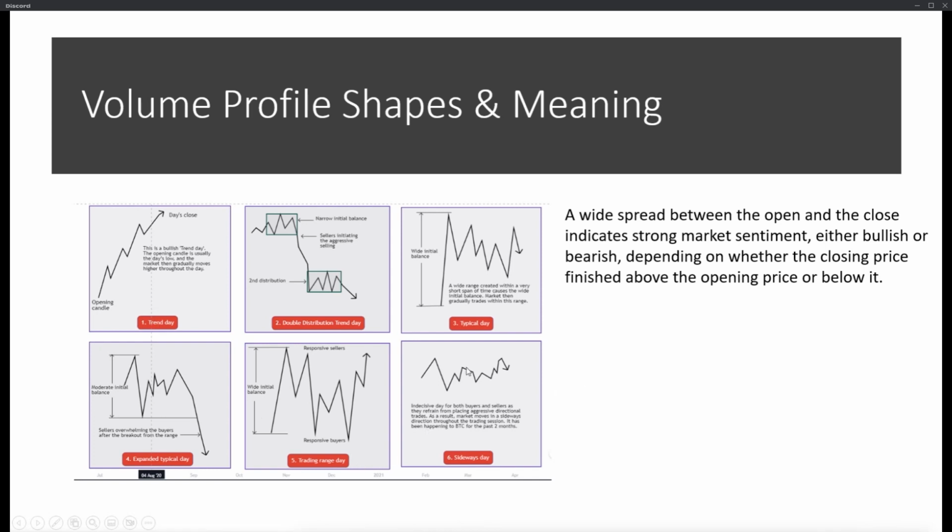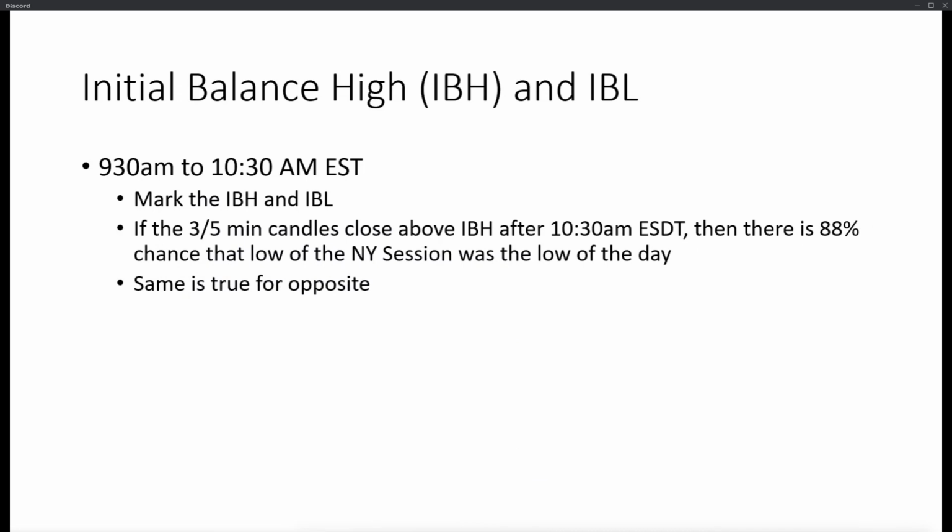So these day types are also represented on the volume profile. Let me just talk about this piece here. Hopefully you understand IBH and IBL. There's a whole section in the PDF on the day types and setting these. The quickest way to figure this out is to look at 9:30 a.m. to 10:30, mark the highest high and the lowest low, and label them initial balance high and initial balance low.